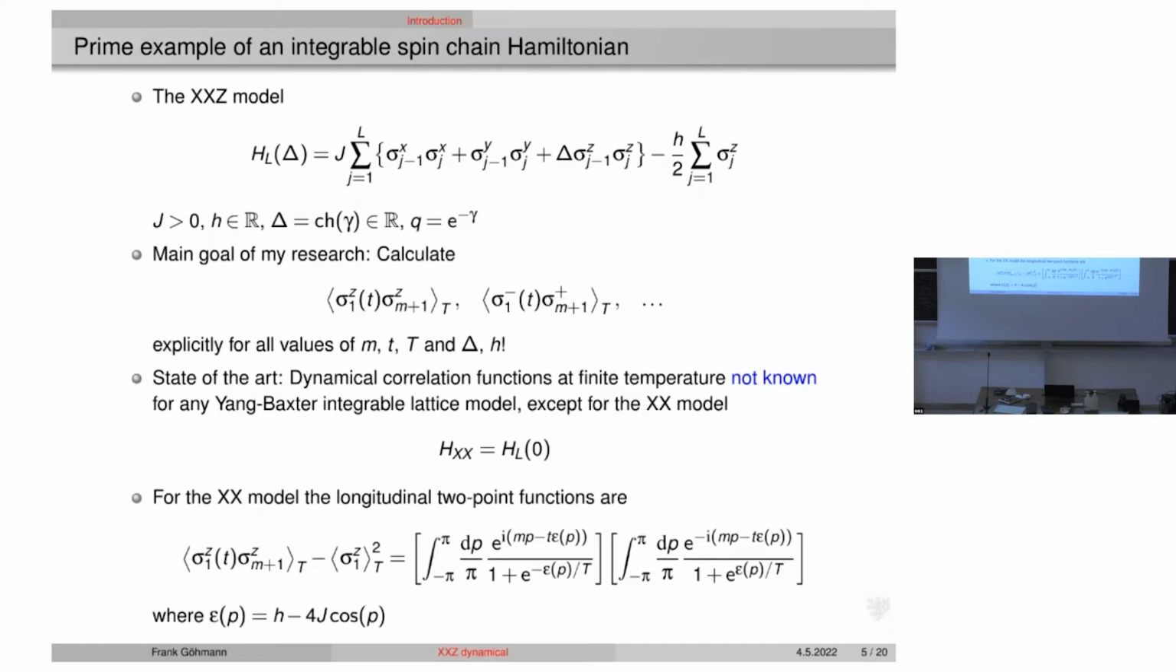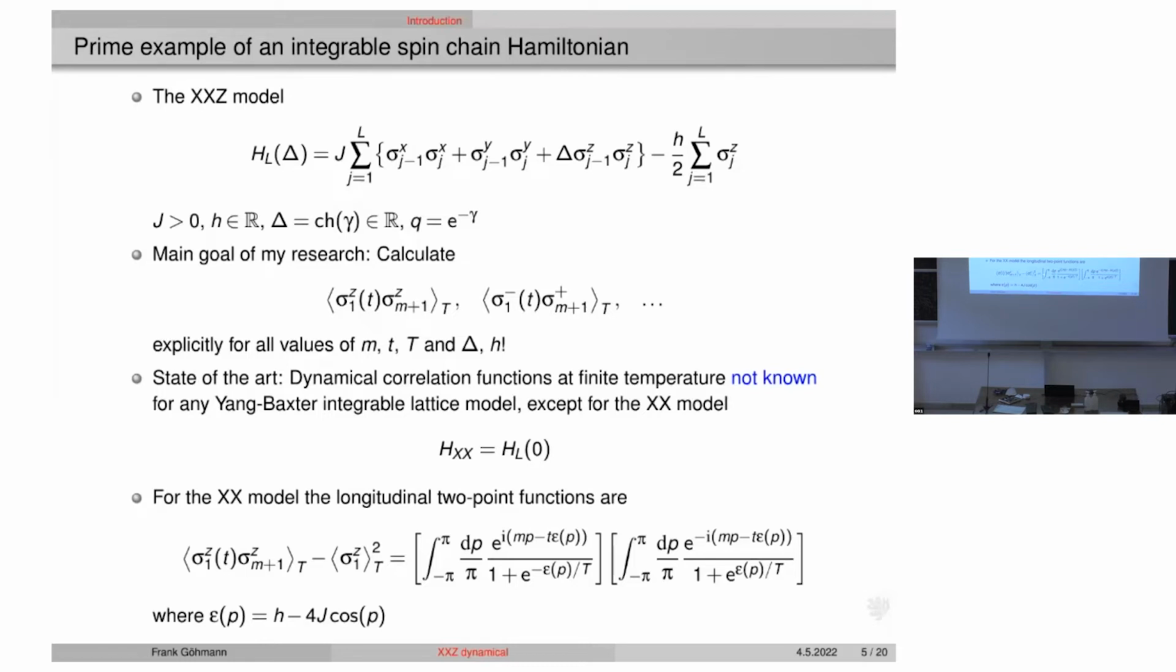So for the XX model, the so-called longitudinal correlation functions, the S^z S^z correlation functions, are known since the late 60s. This was first calculated by Niemeyer in 67. But for our new method, it was also the first thing to be reproduced. So if you use the thermal form factor series I show you later, you rather immediately get the following nice form of correlation functions.